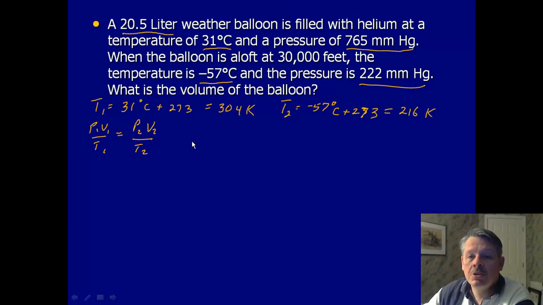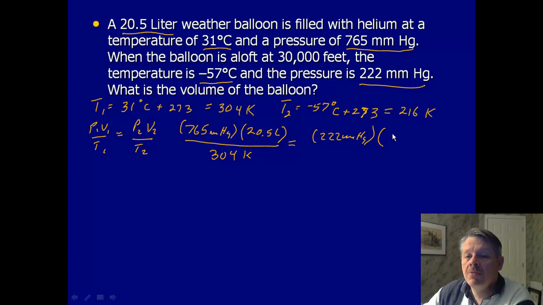So let's see what we have. Our initial pressure is 765 millimeters of mercury. Our initial volume is 20.5 liters. Our initial temperature is 304 Kelvin. And now we go to our final pressure. Our final pressure is 222 millimeters of mercury. Our final volume is what we don't know. And our final temperature is 216 Kelvin. Remember, we have to do all this in Kelvin.